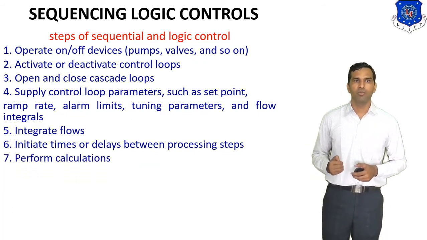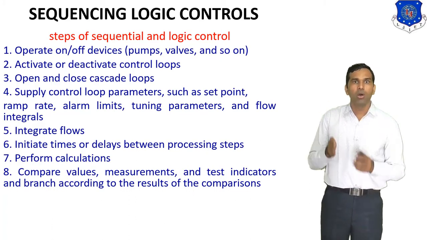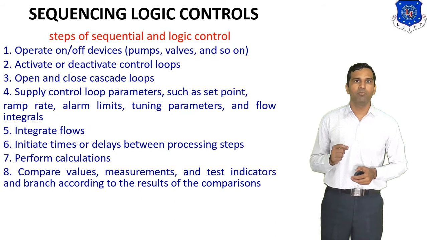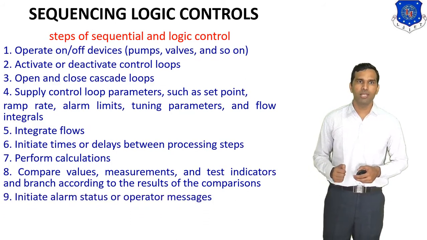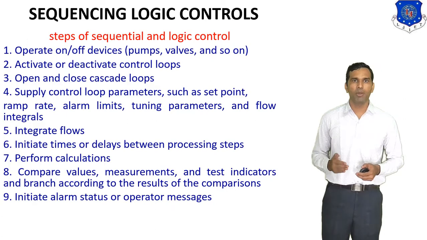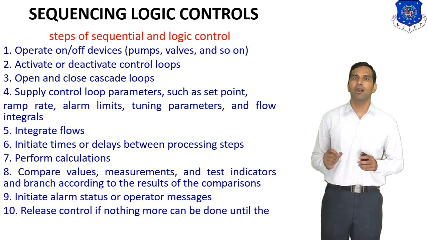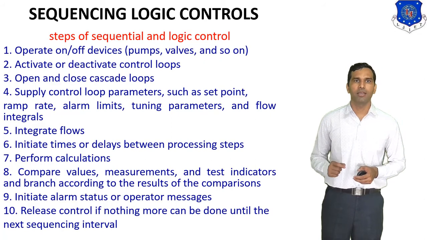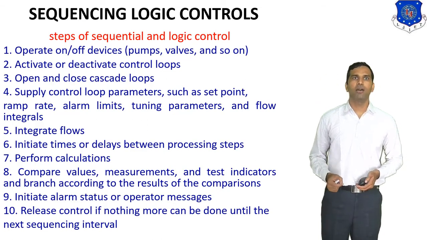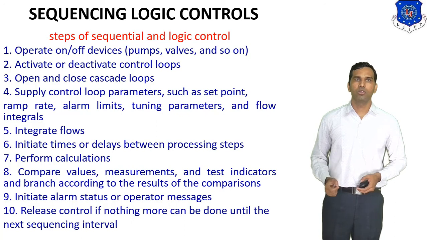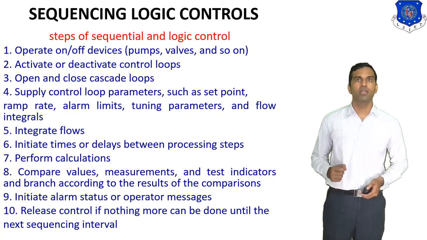Then perform calculation, that means performance calculation. Then next one is compare values, measurements and test indicators and branch according to the result of comparison. Now next one is initiate alarm status or operator messages. Then release control if nothing more can be done until the next sequencing interval. So these are the sequence steps for the reactor in the industry. This is a step of sequence of the controlling system.